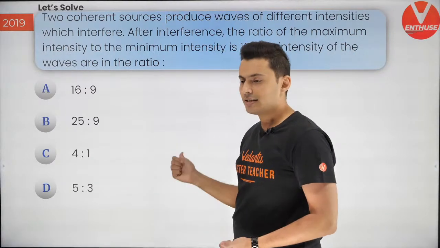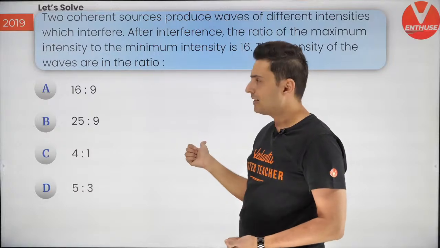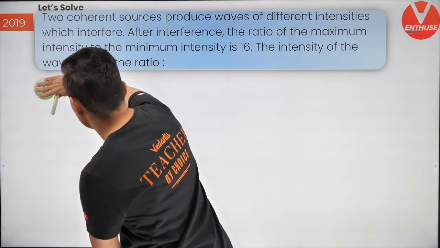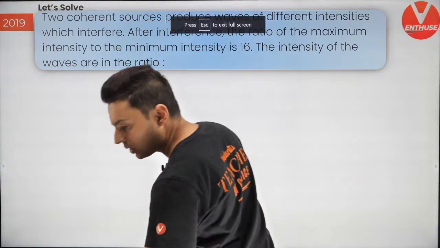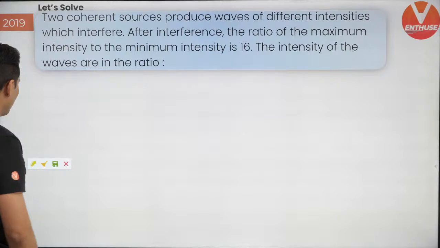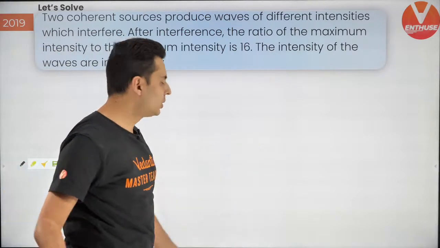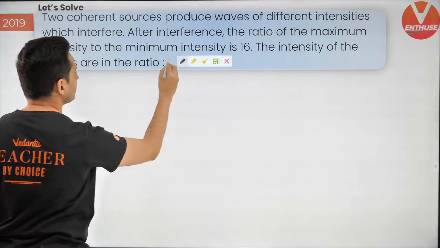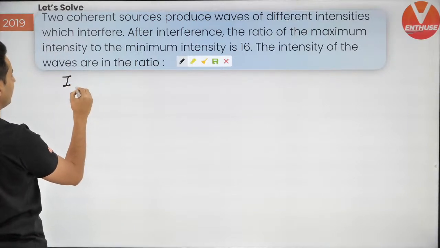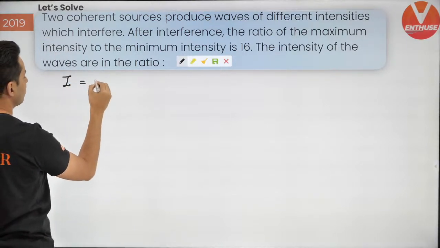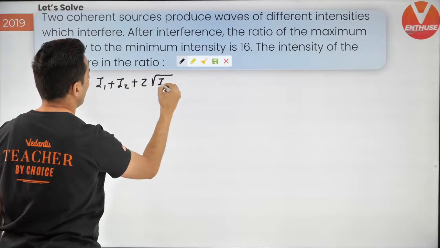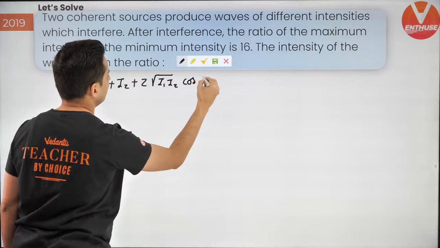Let's not look at the options. Let's try and solve this without looking at the options. Oops, by mistake I went to the answer slide. I'm so sorry, guys. Okay, let's just pretend that we do not know the answer and let's solve this. Now, what is the formula for intensity? The formula for intensity is I1 plus I2 plus 2 root I1 I2 cos del phi.